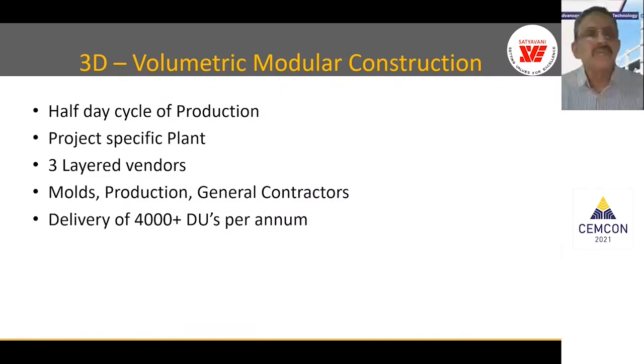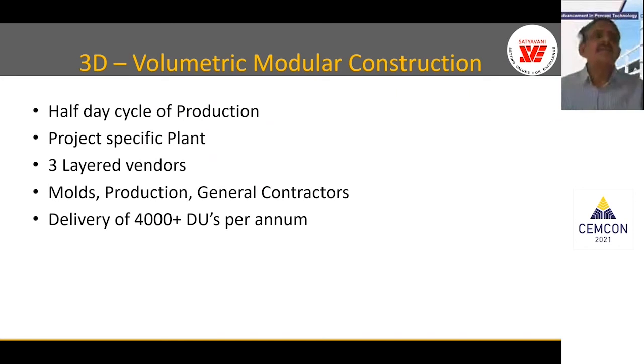are implementing right now, is the 3D volumetric modular construction with a half-day cycle of production. That means with the same mold, I can produce 2 houses in a day with one mold. That means if I have one mold, I can produce 600 houses in a year. That kind of speed in delivery, which is possible.